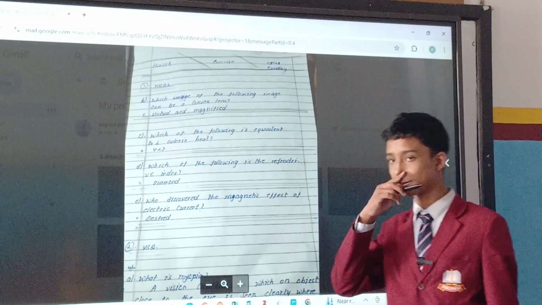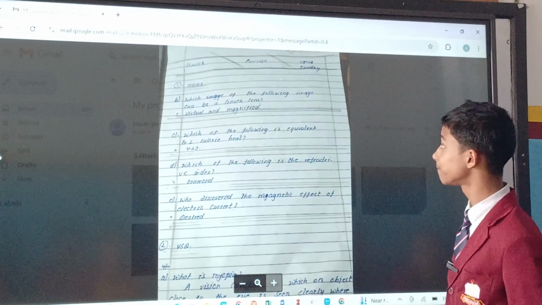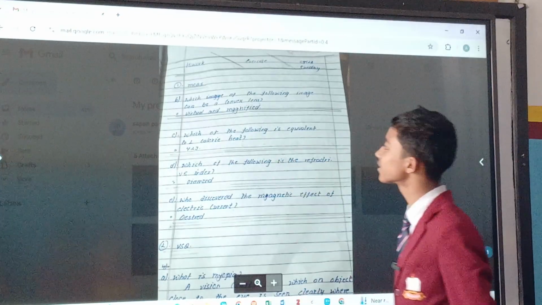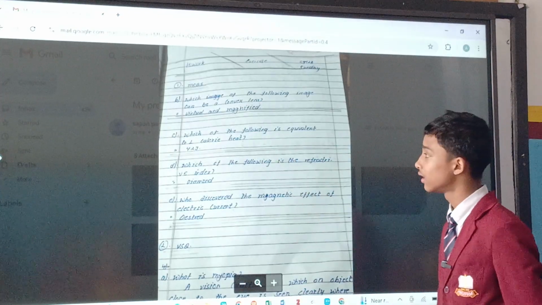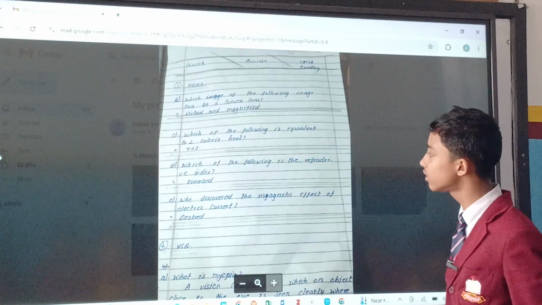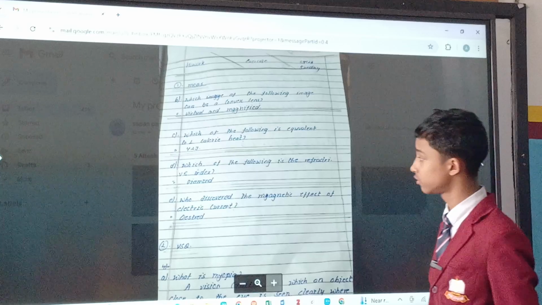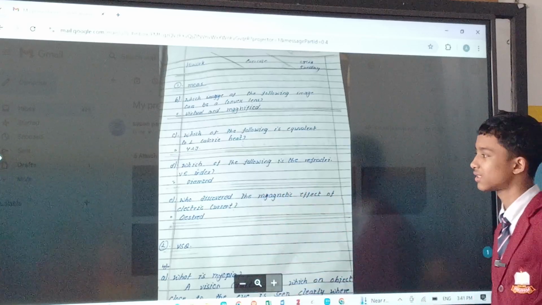I'm here to present my brain boosting presentation. Which of the following images can be virtual and magnified by a convex lens? Which of the following is equivalent to 1 calorie? 4.2 joule. Which of the following is the refractive index of diamond?